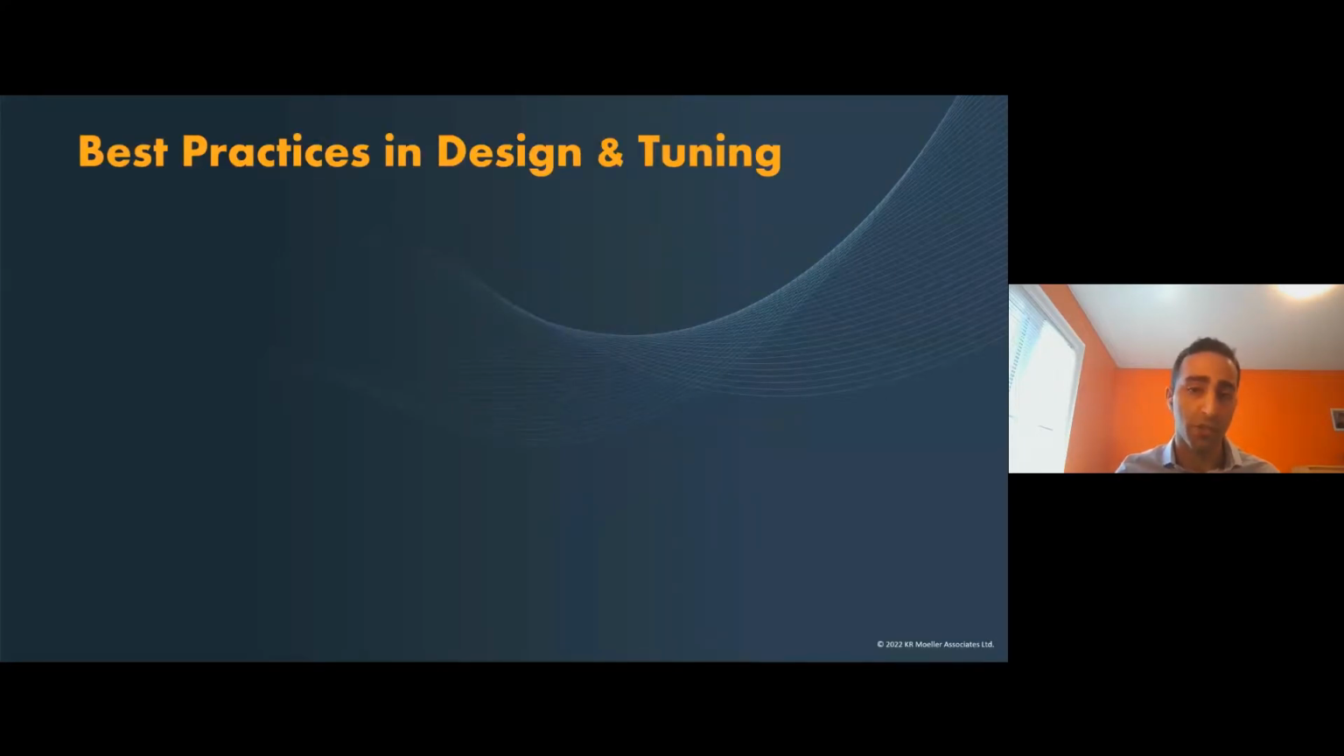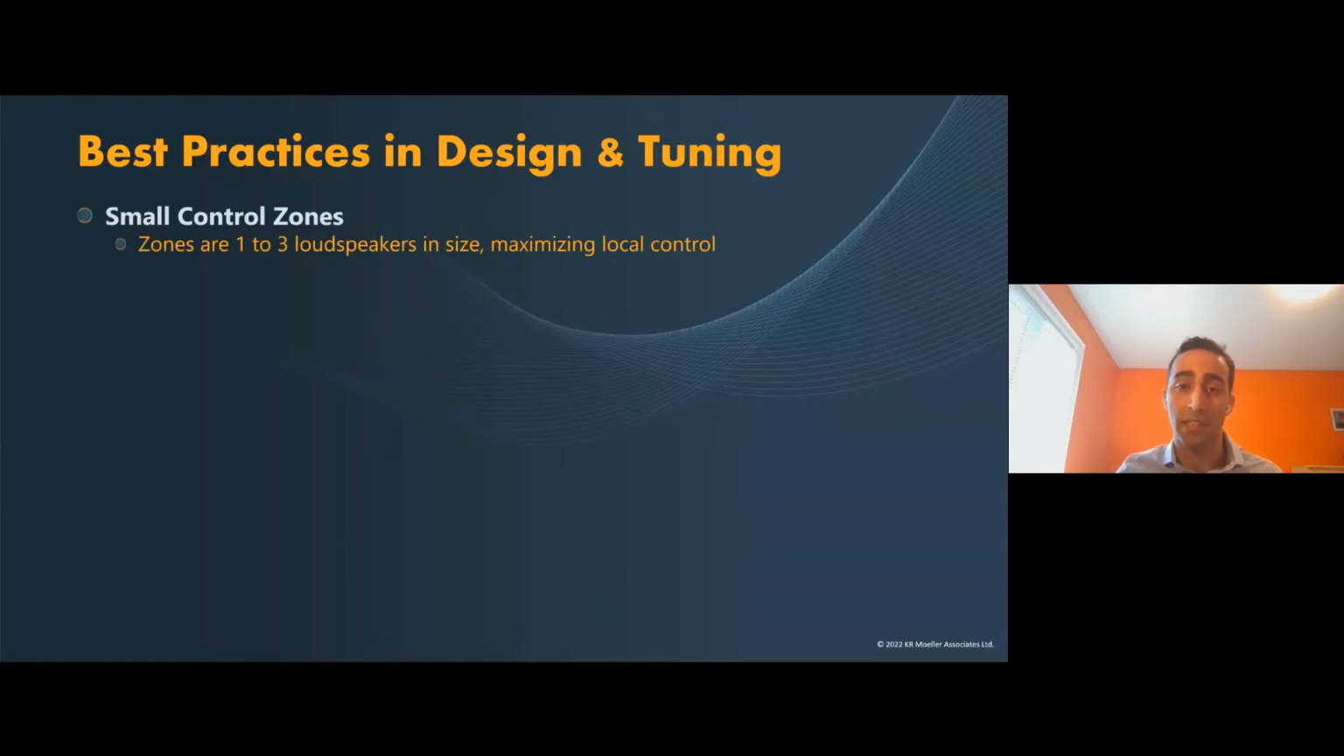With a well-established understanding of the fundamental principles, we're able to put together a list of best practices for design and tuning. Foremost is the need for small zones. Practically speaking, the treatment area of a single speaker is circular. As sound radiates out, the diameter of a treatment area is usually between 10 to 15 feet, which is up to about 175 square feet.